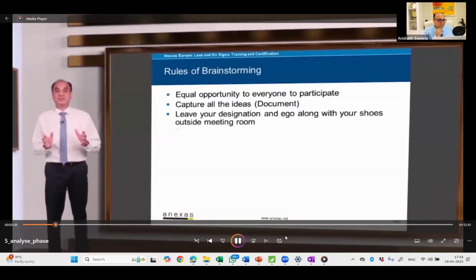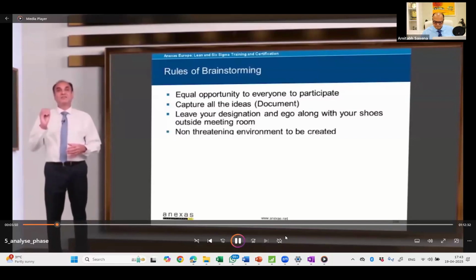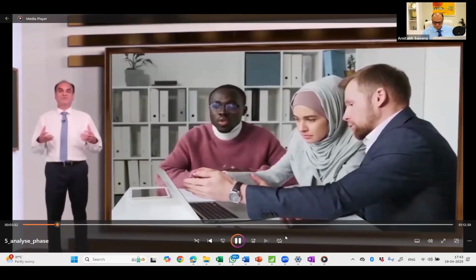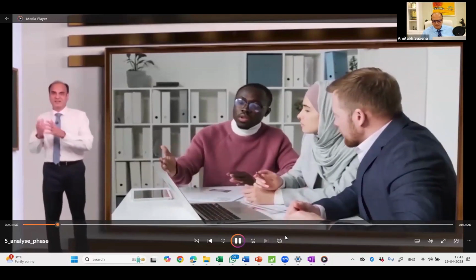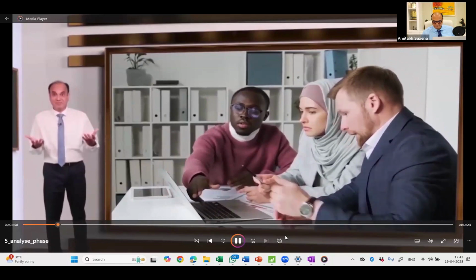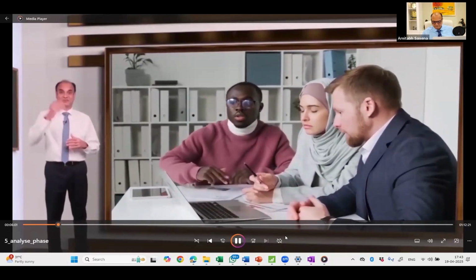Leave your designation and ego along with your shoes outside the meeting room. That means don't think that if you are senior, your idea carries more weightage. Obviously this ground rule should be very clear to everyone, and everyone should be encouraged to give an idea, and everyone's idea should carry equal weightage. There should be a non-threatening environment. When people are giving ideas, they should not be afraid of giving ideas. So you should create an environment where people are encouraged to give ideas.